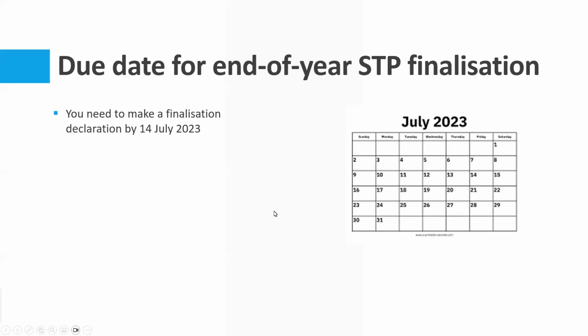The due date for submitting your finalised STP year-end payroll data to the ATO is the 14th of July, 2023. Now, you don't need to provide any physical documentation to your employees, as this data is made available to them via their personal MyGov account.